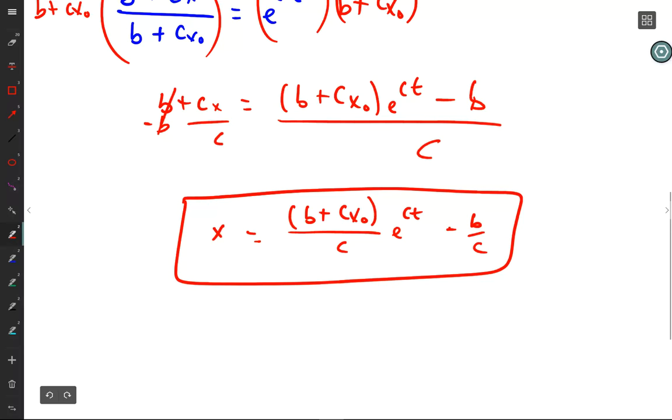There's x as a function of time. Now, if you look at this, this is not going to describe something realistic, because as time gets larger, x very quickly approaches infinity, right? Because you have e to the positive ct. So that's something that's not very realistic. But that's okay. We're doing a problem here.